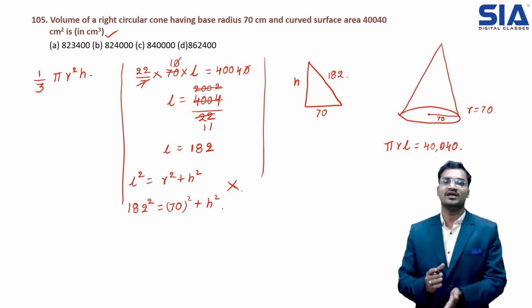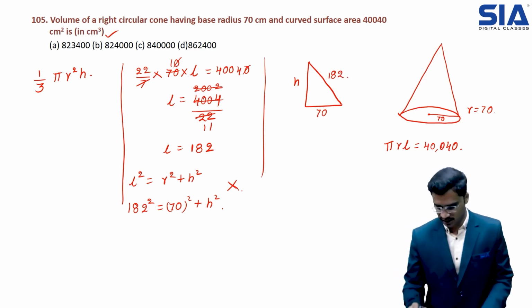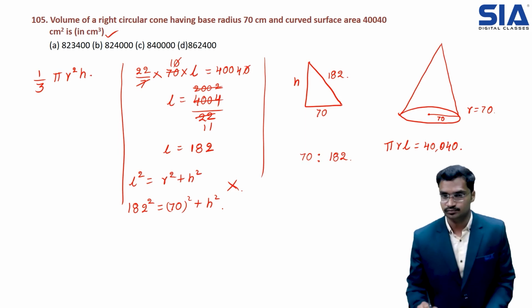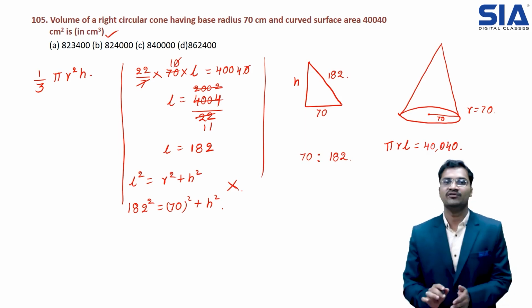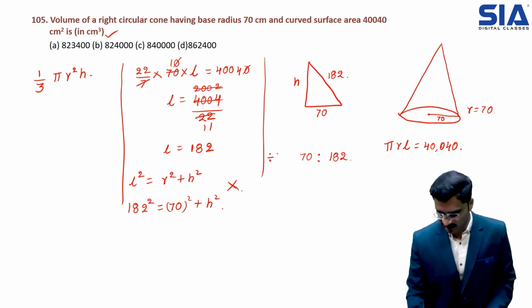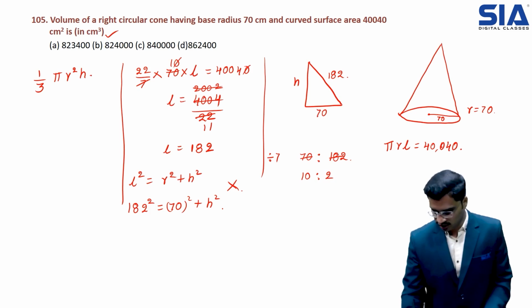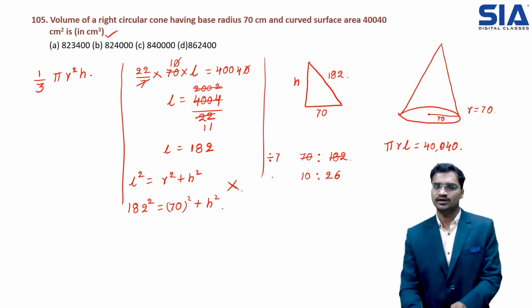So let us find the ratio of 70 and 182. First of all, I am dividing with 7. 7 tens are 70. 7 twos are 14. 7 sixes are 42. First of all, I have divided it with 7.